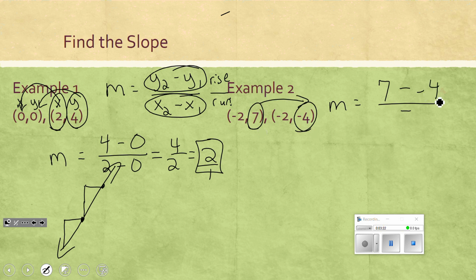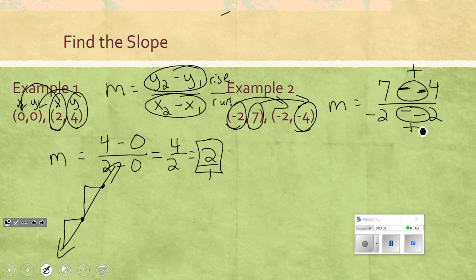So be careful on that because the subtraction comes from the formula, and then you have a negative 4. So that will be a double negative. Now if you start with the 7, you must start with the negative 2 and subtract the other negative 2. So 7 plus 4 is going to give us 11. And then negative 2 plus 2 is 0.